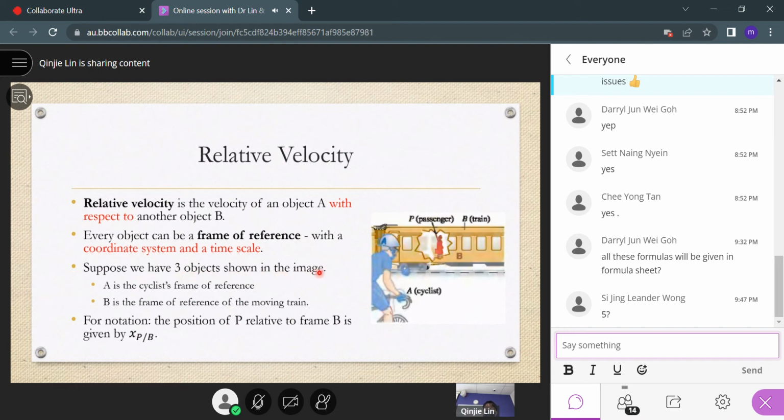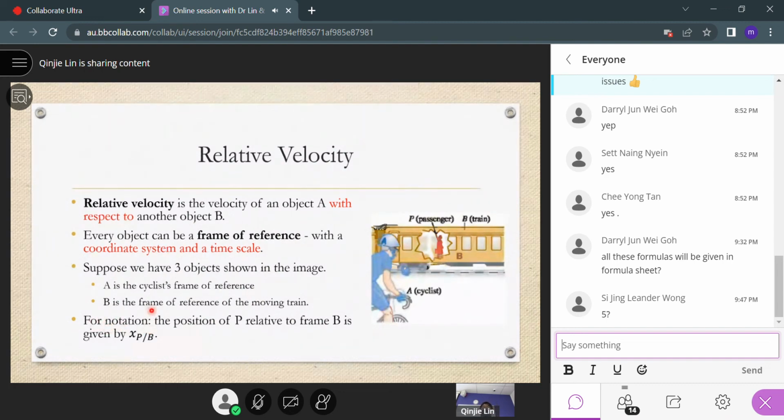Suppose we have 3 objects shown in the image. A is the cyclist, who is not moving outside. P is the passenger, who is in the train. B is the train itself. So A is the cyclist, B is the train, P is the passenger.